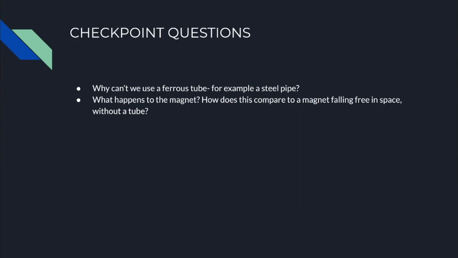Checkpoint questions. The first one is, why can't we use a ferrous tube, for example a steel pipe? A different material wouldn't react to the magnet the same way. And then the second question is, what happens to the magnet? How does this compare to a magnet falling free in space without a tube? To that, the induced field makes the magnet fall slower compared to if it was falling in free space.